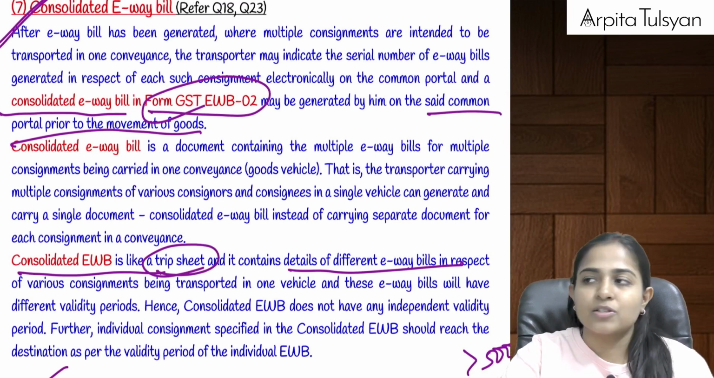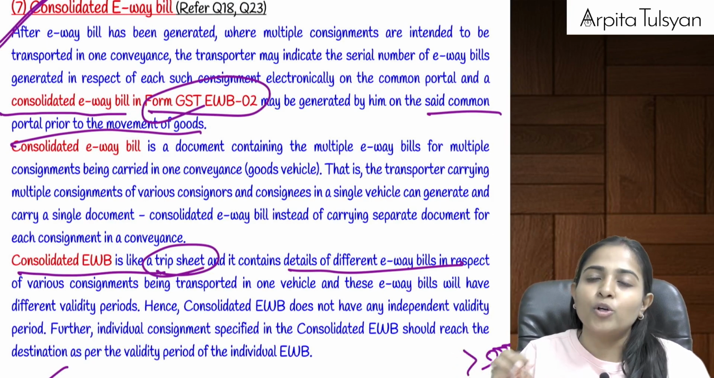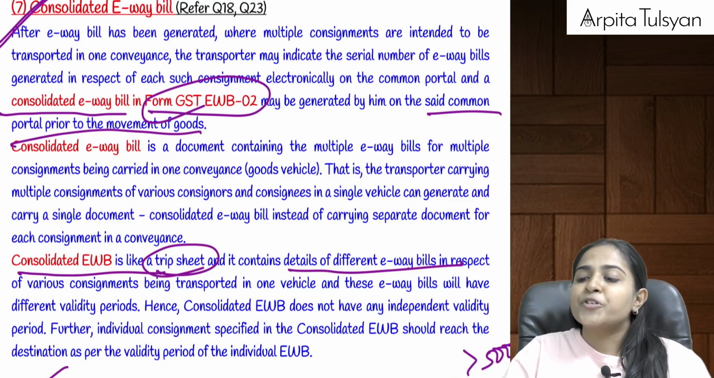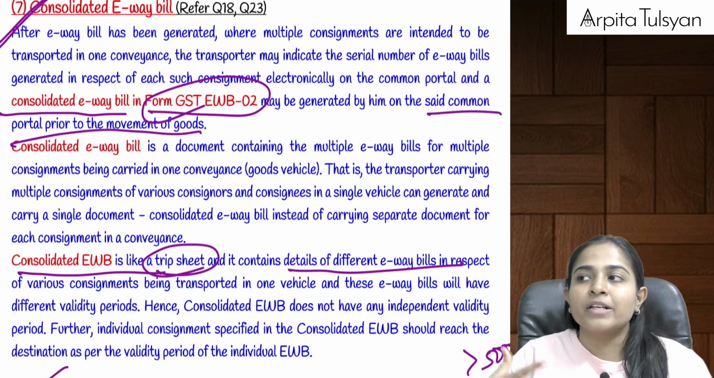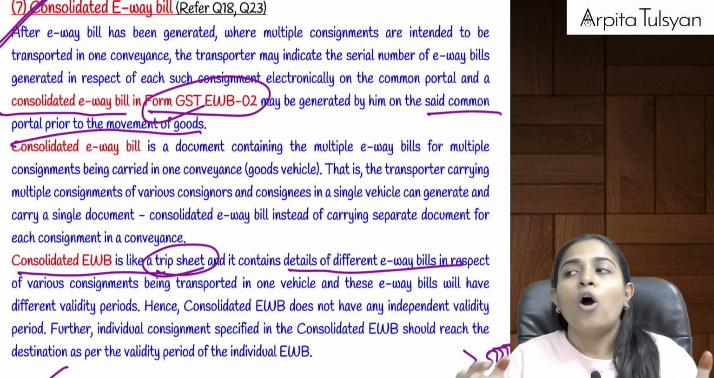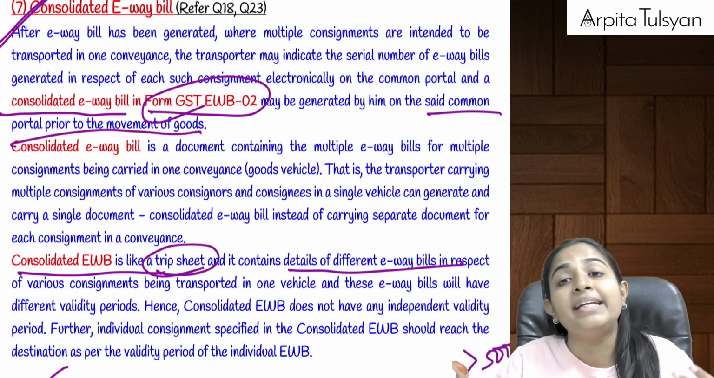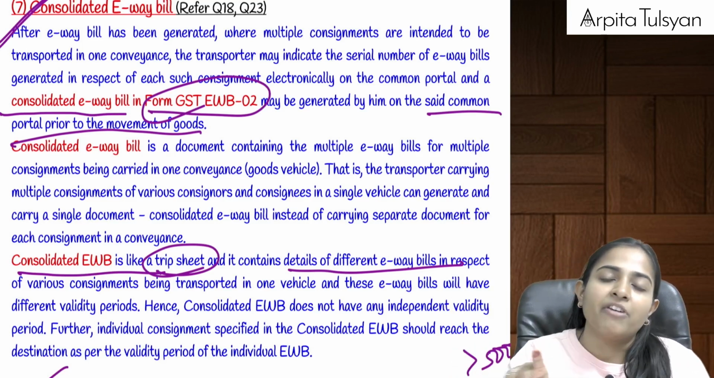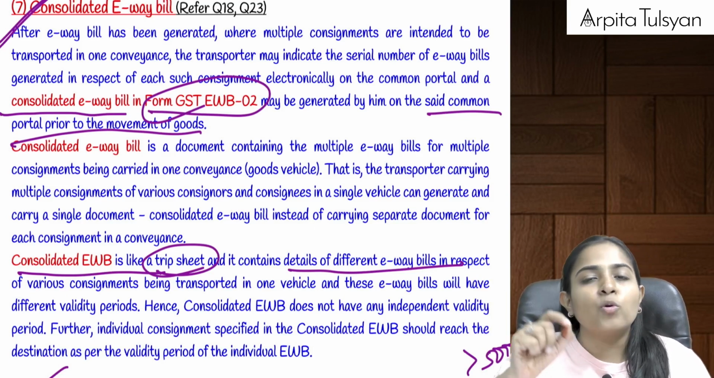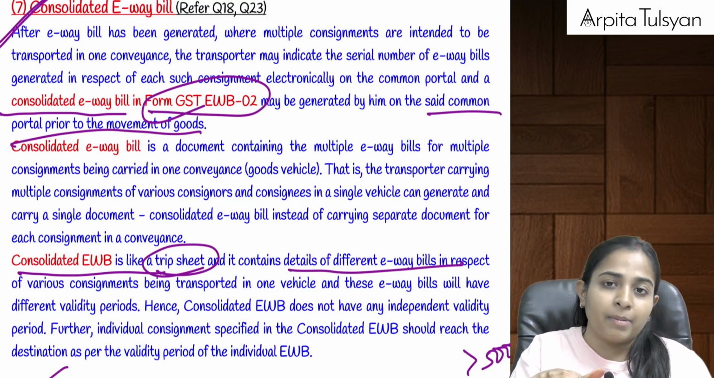What do you mean by consolidated e-way bill? First of all, this provision is not mandatory. This is altogether an optional provision. Option has been given to the transporter only. Suppose in a vehicle or in a vessel or in an aircraft, the transporter is carrying multiple consignments, which is having multiple e-way bills, then such transporter can go to the GST portal and apply for a consolidated e-way bill.